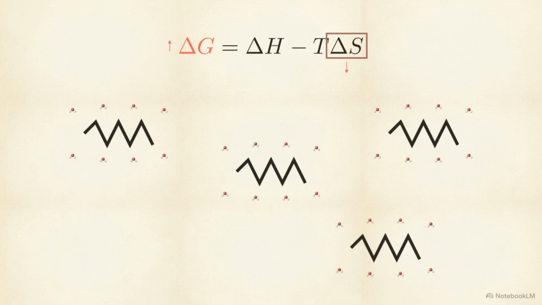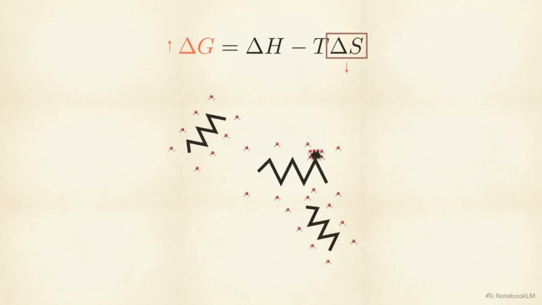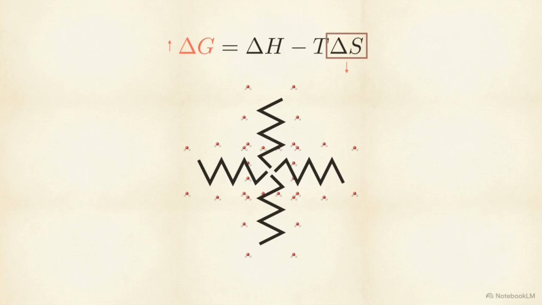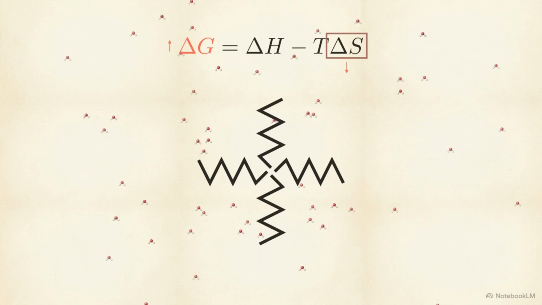The physical solution is aggregation. The nonpolar molecules cluster together, presenting the smallest possible exposed surface area to the solvent. By sequestering themselves in the center of a micelle, they free the trapped water molecules back into chaotic motion. This massive release of ordered water causes a sharp spike in entropy. Delta S increases, pushing delta G negative and permanently stabilizing the system.